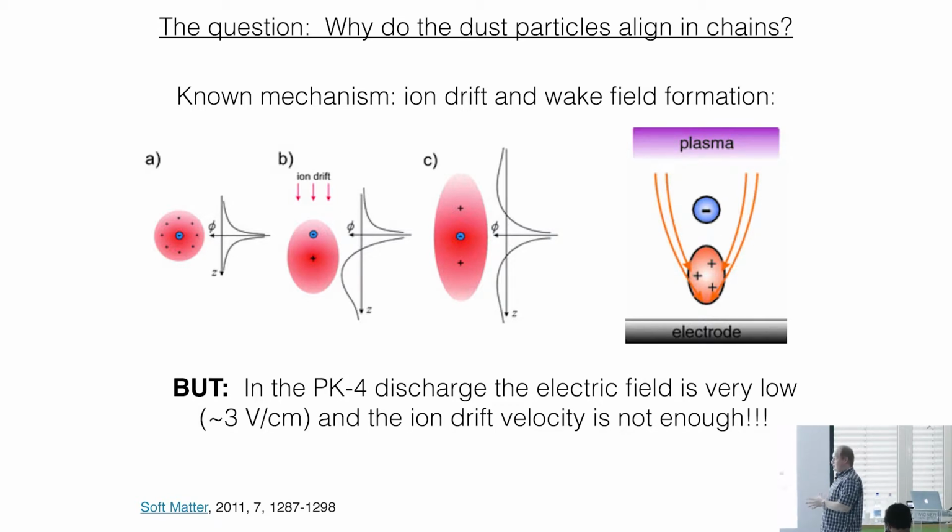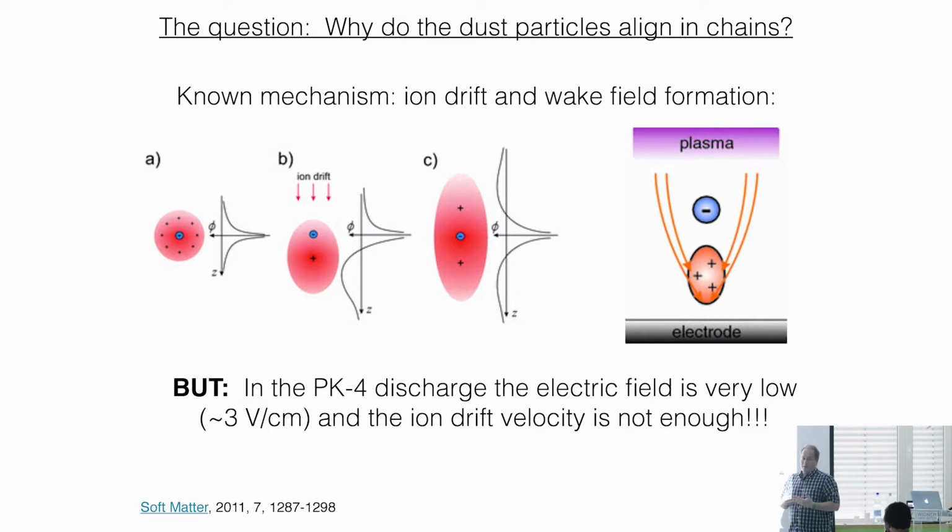But the BK4 discharge is a DC discharge, a long one, and if you open any gas discharge textbooks from 100 years ago up to now, you will find that this part of the gas discharge, where these particles are sitting and are observed by the cameras, is called the positive column. And in the positive column region, the electric field is very low. And with this, the ion drift is very low.